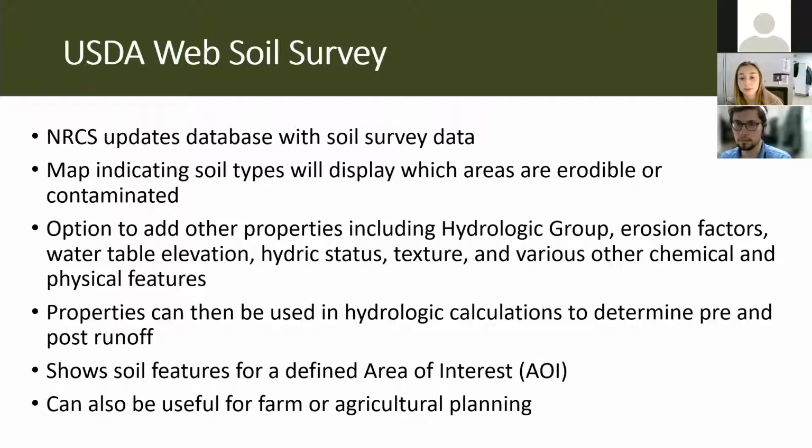That map can be generated by having a user-defined area of interest, or you can simply upload a zip shapefile so that it will automatically import the area that you are interested in looking at. There are other applications for web soil survey. For instance, it can be used for farm modeling, like if you want to look at your yields and what the soil types are in different areas, like why there may be higher production in some areas than others.